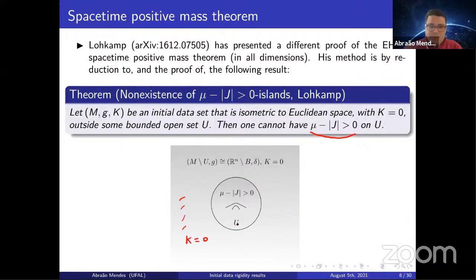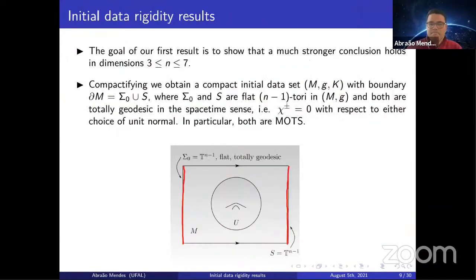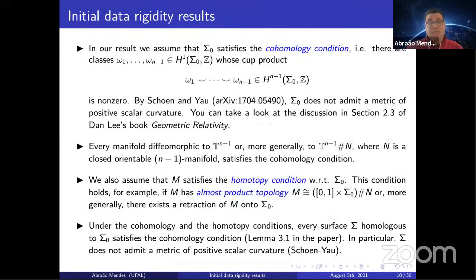So here is Lohkamp's picture. We can take a big box and identify all but one side of the box, or two sides, opposite sides. All right. But to be a little bit more general, we are going to assume different hypotheses in our theorem. So the first one is what we call the cohomology condition.